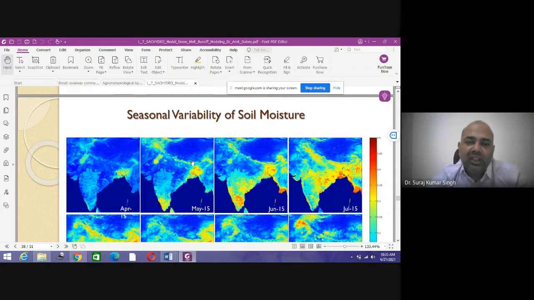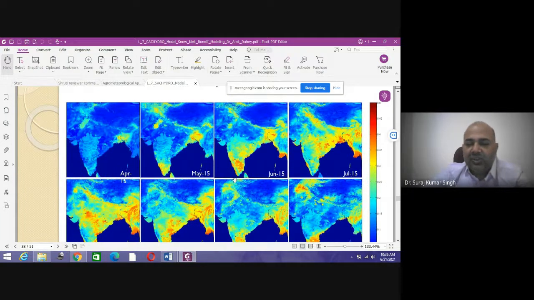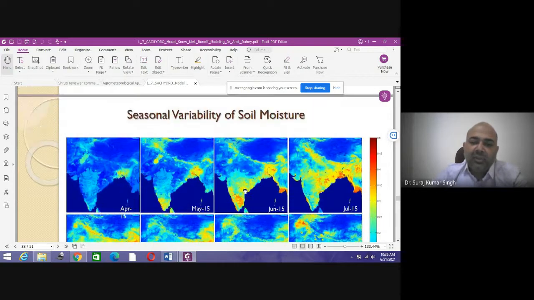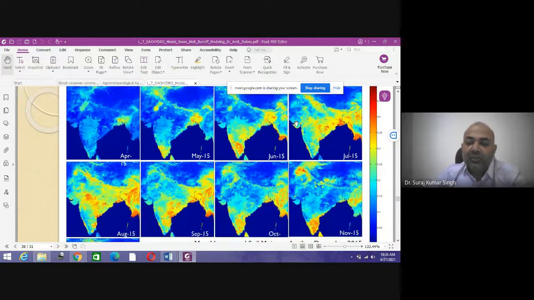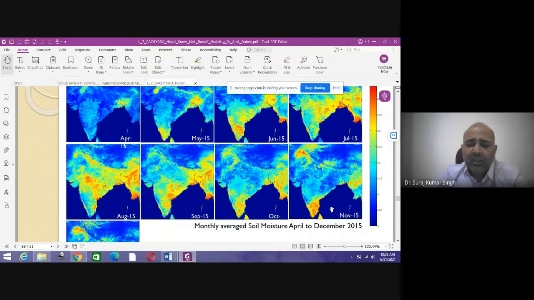So all the multi-temporal data sets, the multi-parameter data sets can be compiled together to create a map where, by seeing the transition over the period or over time, you can comment about the temperature and the pressure in that area. So you can see the seasonal variability of soil moisture, how the soil moisture is increasing or decreasing over the period. So you can see what was the state condition in April 15, then May, then June, July, August, September, October, November, and December.